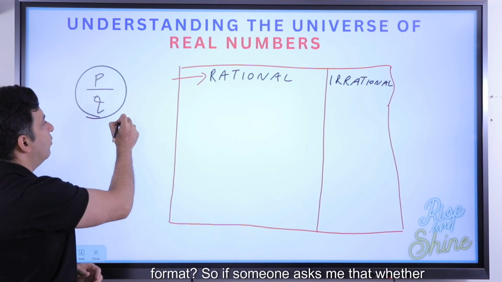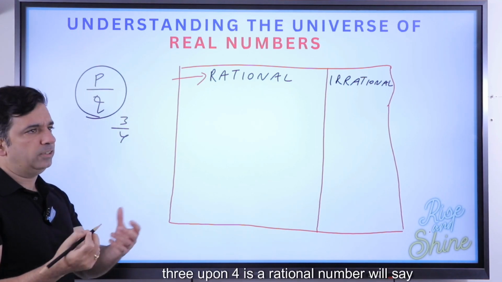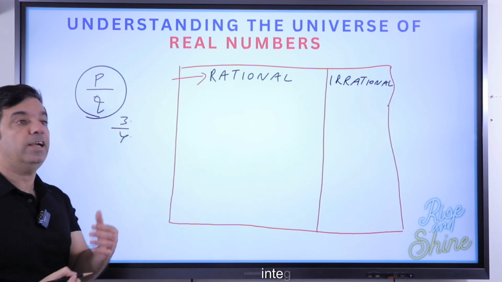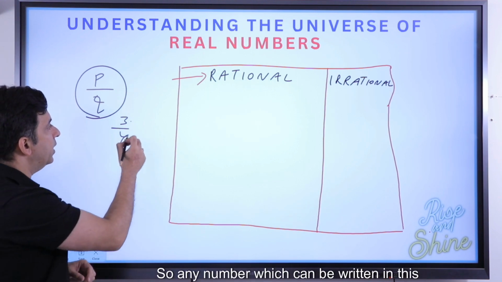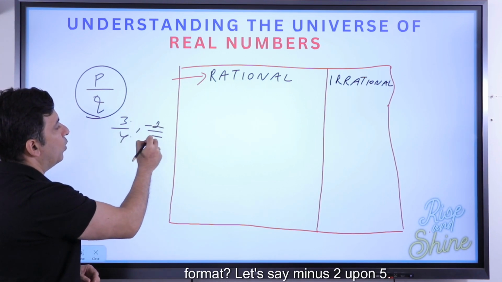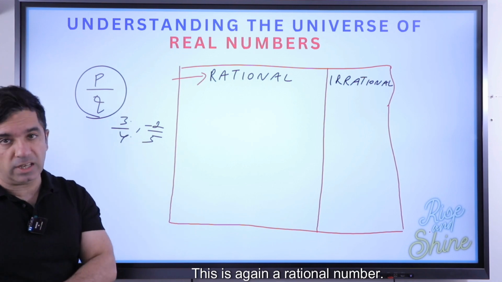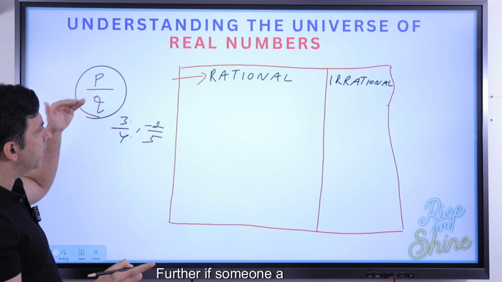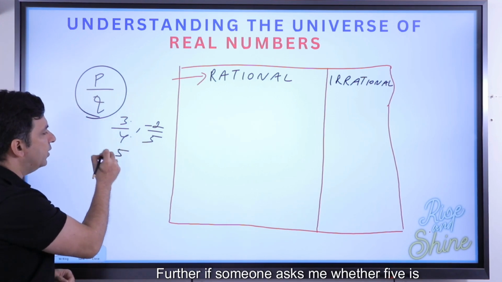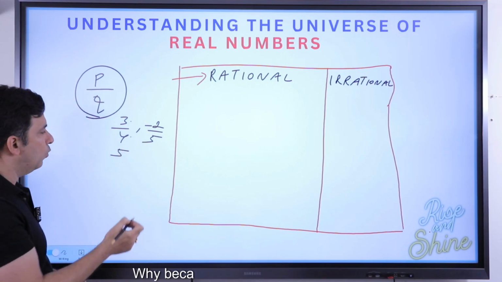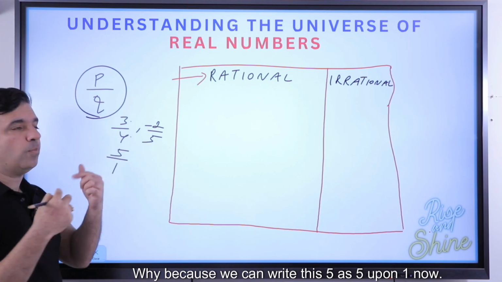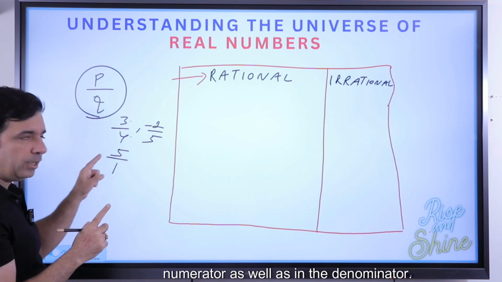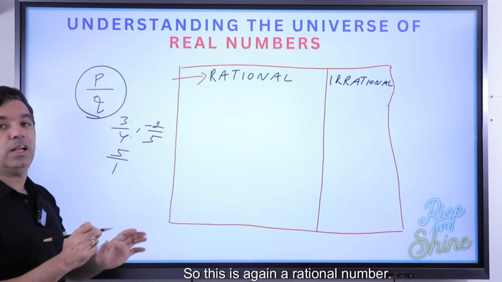So if someone asks me whether 3 upon 4 is a rational number, we'll say that yes, 3 upon 4 is a rational number. Why? Because both this 3 and 4 are integers. Any number which can be written in this format, let's say minus 2 upon 5, is again a rational number. So this is the basic name. Further, if someone asks me whether 5 is a rational number, yes, it is. Why? Because we can write this 5 as 5 upon 1. Now we have an integer in the numerator as well as in the denominator. So this is again a rational number.